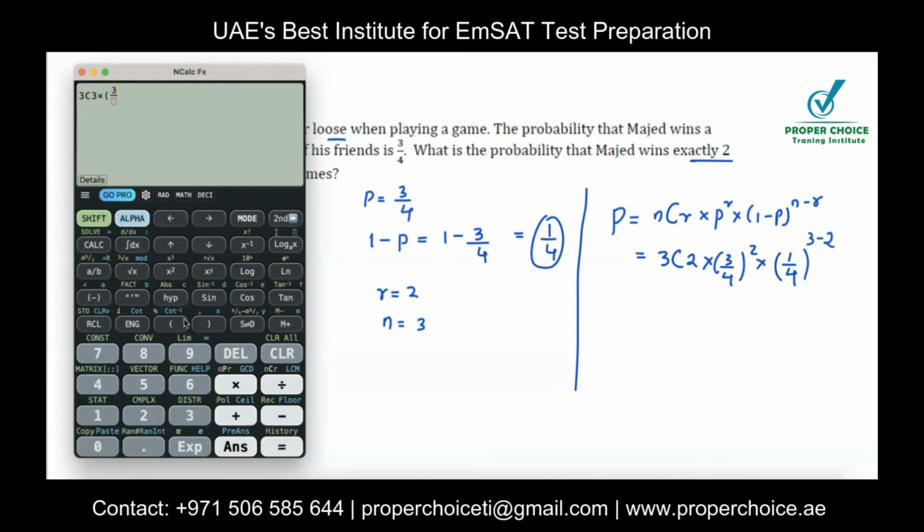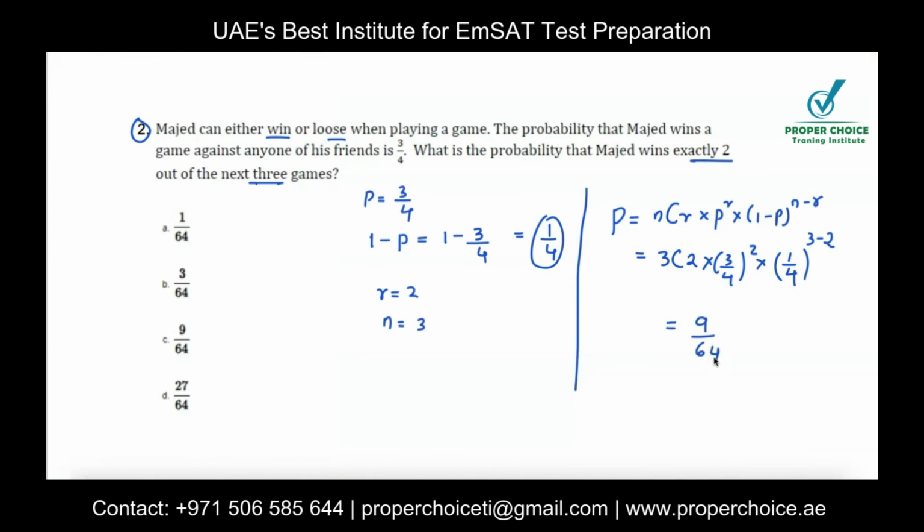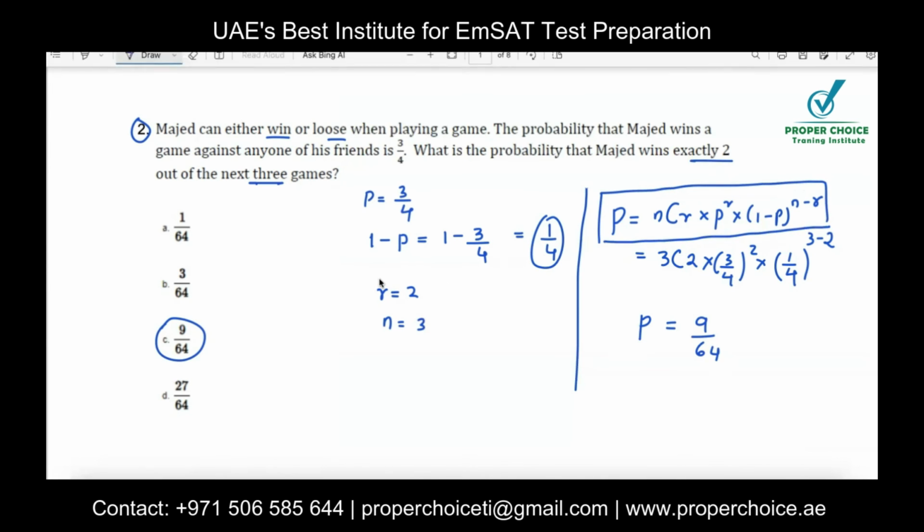Then the probability of winning is going to be 3 by 4 to the power 2, times the probability of not winning, which is 1 by 4 to the power 1. This is equivalent to 0.140, or in fraction we get 9 by 64. This is 9 divided by 64, the probability overall, so I go with option C. So you have to remember this formula to answer such questions. This is a combination of independent and mutually exclusive events.